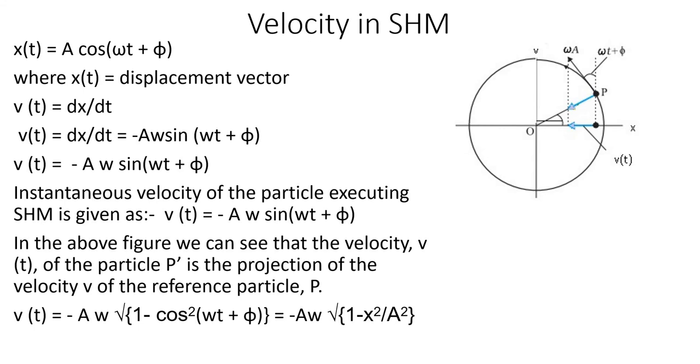How? Minus A, instead of sine theta, we can write it as root of 1 minus cos square theta. So minus A omega into root of 1 minus cos square (omega t plus phi), and cos(omega t plus phi) can be written as x by A. So what will you get? Minus A omega into root of 1 minus x square by A square. If you simplify and take the LCM, you get A square minus x square by A square. And A square comes out of the root, so A will be in the denominator. Both A will get cancelled. So you will get velocity as minus omega into root of A square minus x square.